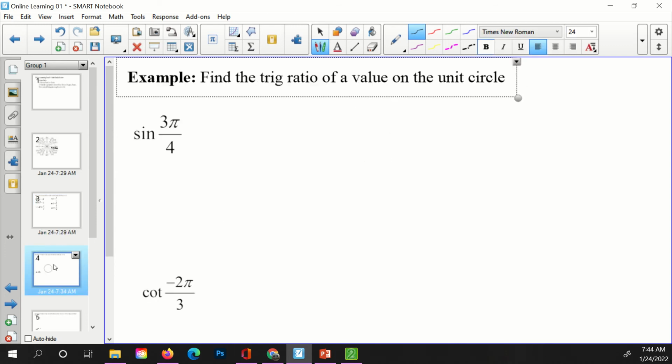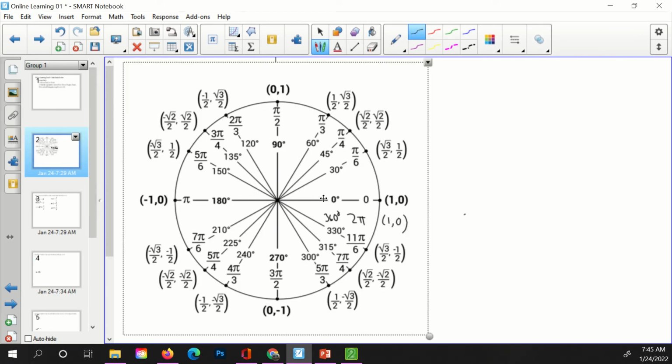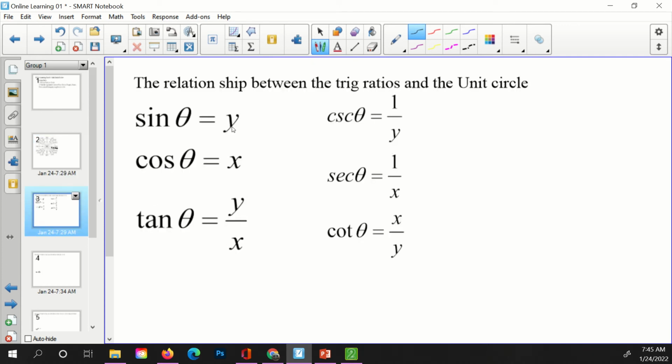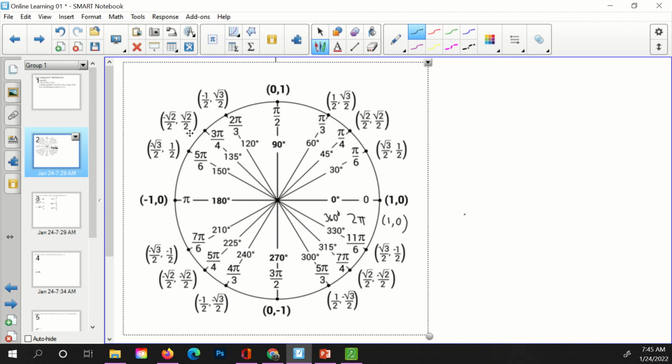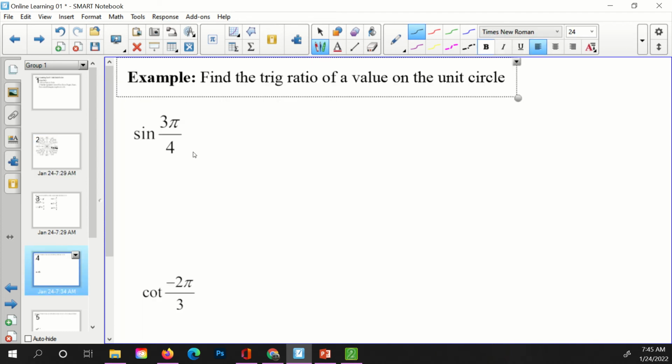So how am I going to use that? Well, let's take a look at some examples here. It says find the trig ratio of value on the unit circle. So I have my sine of 3 pi over 4, and then I come over here. There's my 3 pi over 4, and the y value, which again, sine is the y. So the y value at 3 pi over 4 is going to be square root of 2 over 2. So my solution to this particular one is square root of 2 over 2.